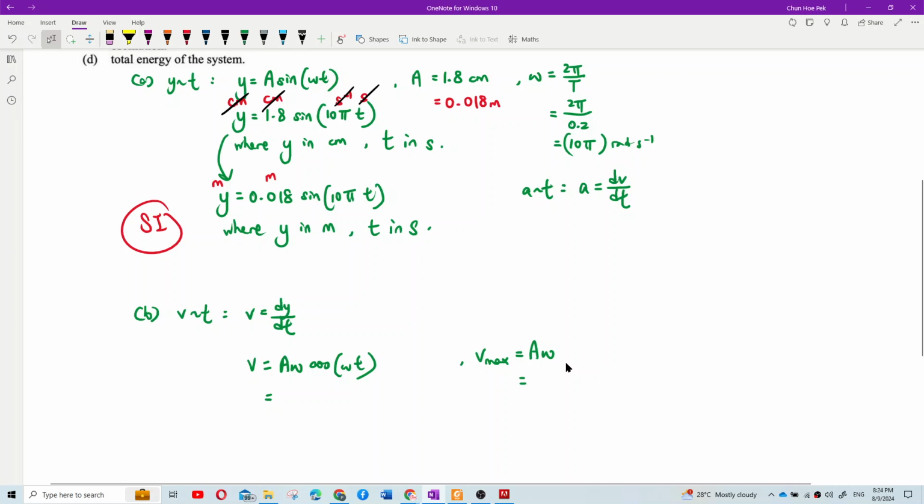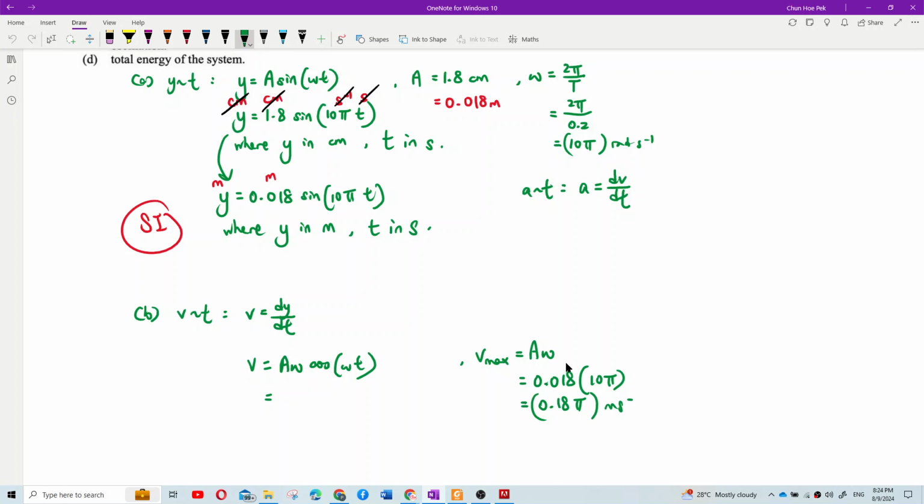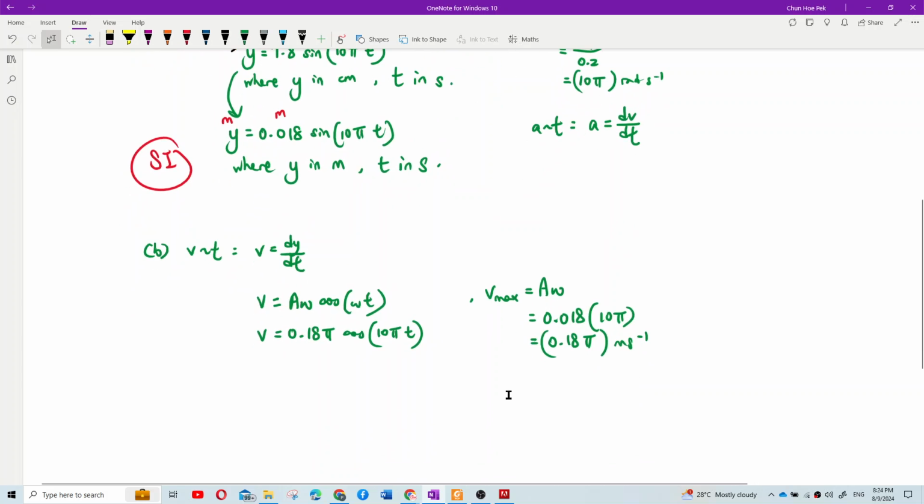So 0.018 multiply 10 pi. Our omega is 10 pi, isn't it? So we get 0.18 pi, that's 0.18 times 10. That's the unit in meter per second, velocity. So that's our equation here: 0.18 pi cos omega t. Omega maintains 10 pi. So that's our equation, and then you must write the unit.